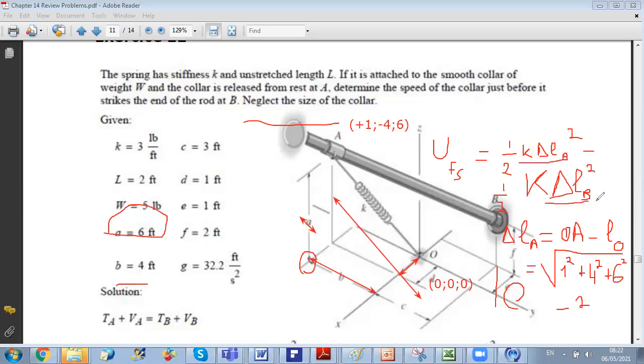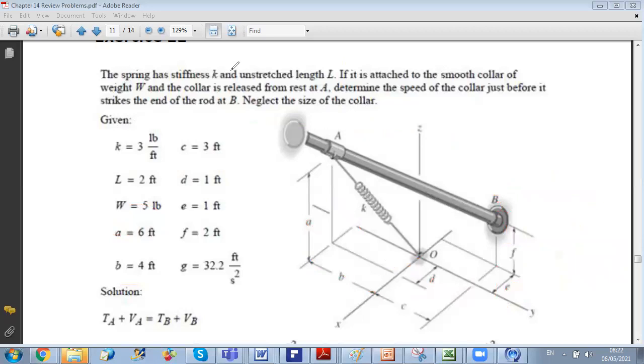We still need delta L at B. We'll do the same procedure for B. Okay, so for B, we have to find the coordinates of B. As we can see in the figure, x of B is negative, equal to minus E. E is 1, so for B it's minus 1 first. Along Y, it's a positive coordinate equal to C, which is 3. And we already found that along Z, it's F equal to 2. So B is (minus 1, 3, 2).